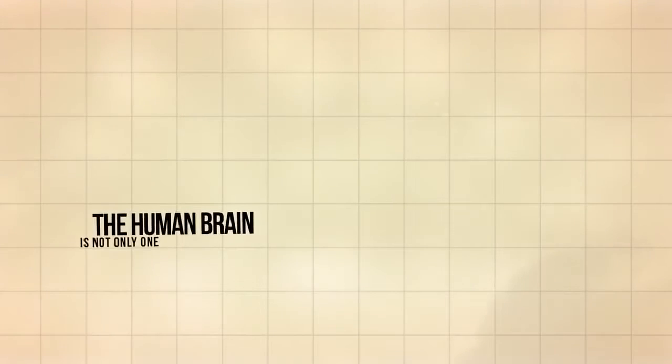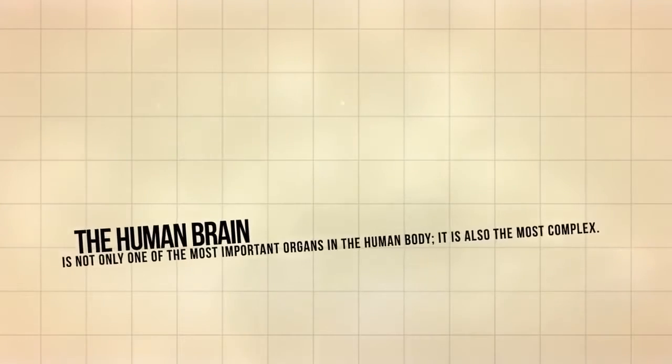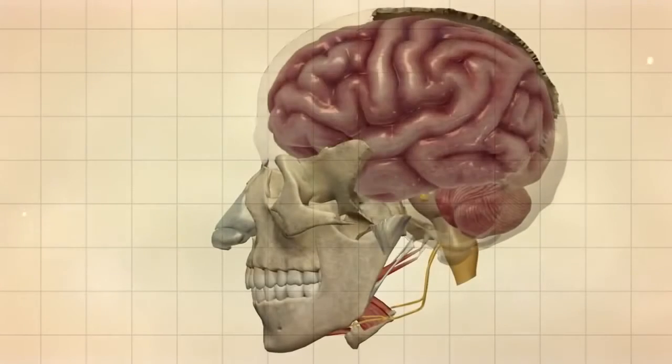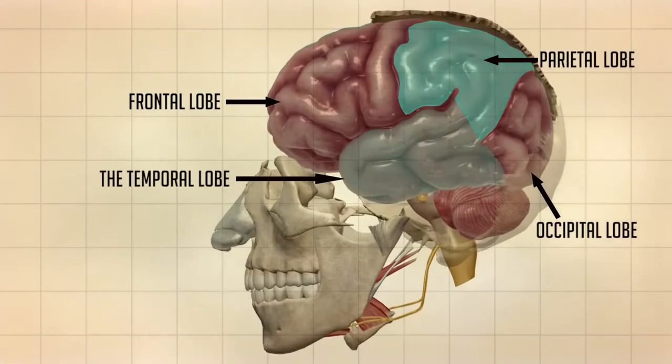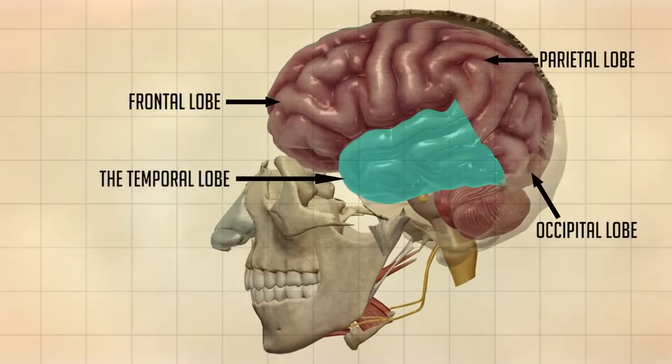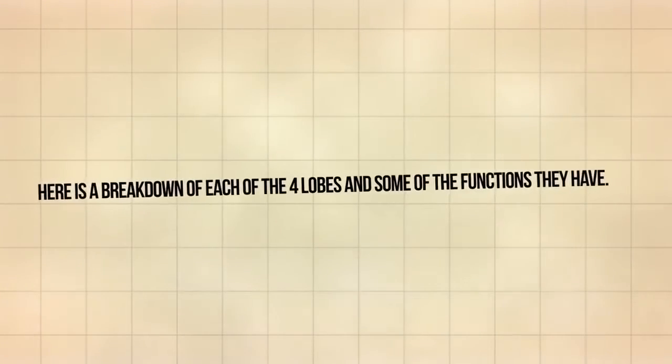The human brain is not only one of the most important organs in the human body, it is also the most complex. The brain is divided into four major sections known as lobes. The frontal lobe, the occipital lobe, the parietal lobe, and the temporal lobe have different locations and functions that support the response and actions of the human body. Here is a breakdown of each of the four lobes and some of the functions they have.